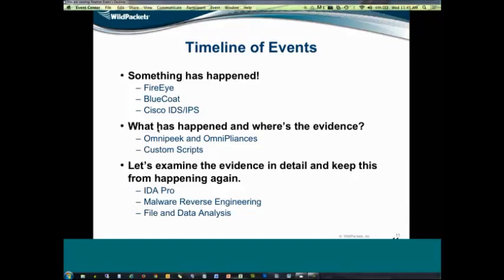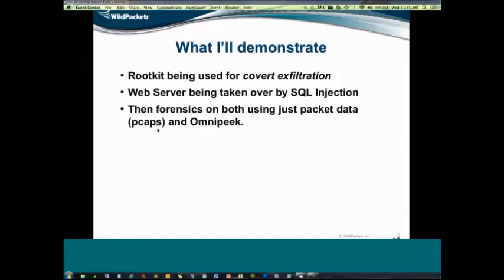So the two demonstrations we'll be doing, one will be simply a rootkit that will be put on a system, and we'll see how it can covertly exfiltrate data. How traditional forensics are looking at the host traditionally doesn't really show us anything, because that's the purpose of a rootkit, is to evade forensics.